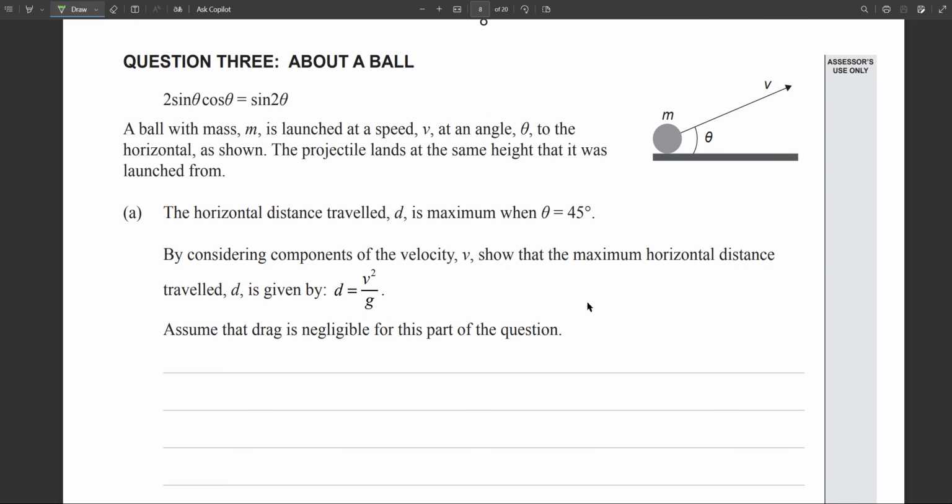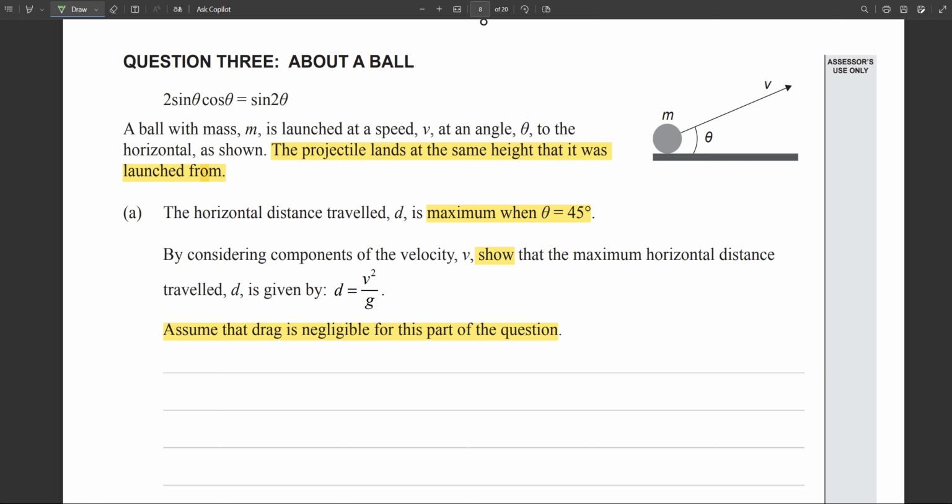And the horizontal, okay, I should probably highlight that. Oh wait, I think I've got a highlighter in here. Hold on. Yeah, there, that's much better. And the horizontal distance is maximum when theta is 45. So we just show that. And we can assume drag is negligible for this part of the question.